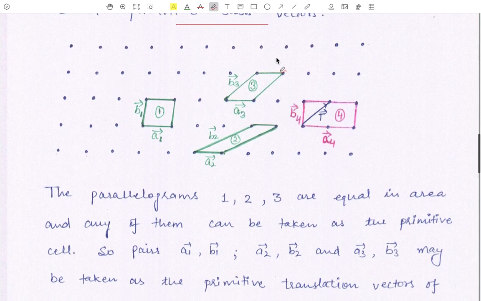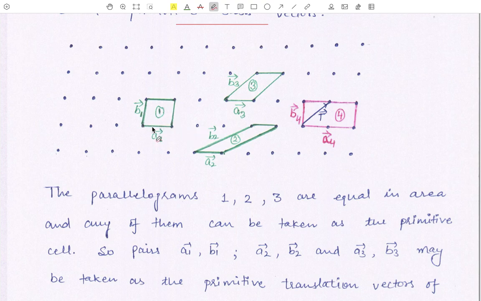Now we have an example here. We have a lattice structure in two dimensions. Here we have four parallelograms with different lattice vectors like A1, B1 for the first parallelogram, A2, B2 for the second parallelogram, A3, B3 for the third parallelogram and A4, B4 for the fourth parallelogram. Now we see whether all four parallelograms satisfy the conditions to be a primitive cell.